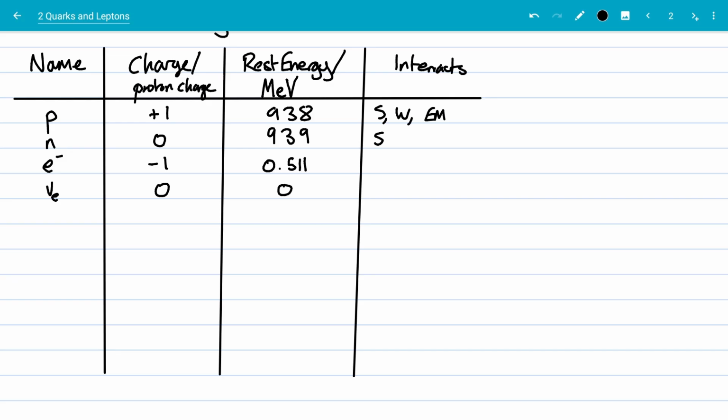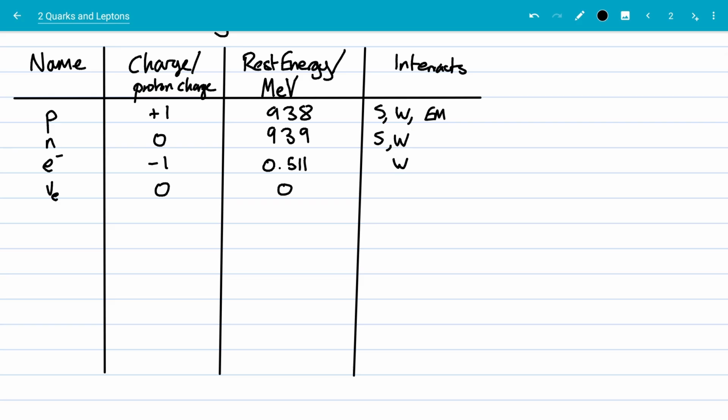Neutron is strong and weak, but it doesn't interact with the electromagnetic force. Whereas the electron is the weak and the electromagnetic. It doesn't interact with the strong nuclear force. And the neutrino is just the weak. It doesn't interact with the strong or the electromagnetic force.